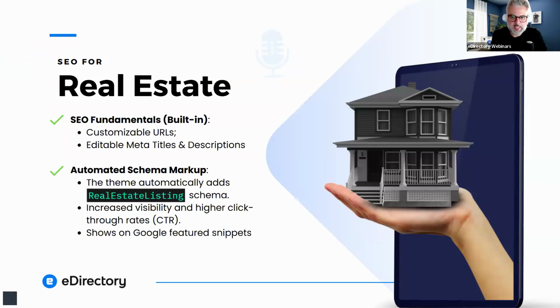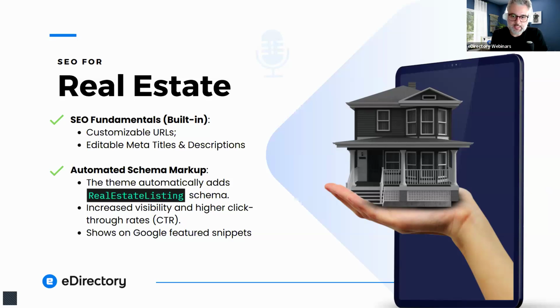Talking briefly about SEO right now. This is a huge advantage. For example, eDirectory has the fundamental built-in SEO tools like customizable URLs, editable meta tags, and editable meta keywords, as well as fields for the summary description and the full description. But the real power here lies in the automated schema markup for the real estate listing, which is automatically added once you turn on the real estate plugin.